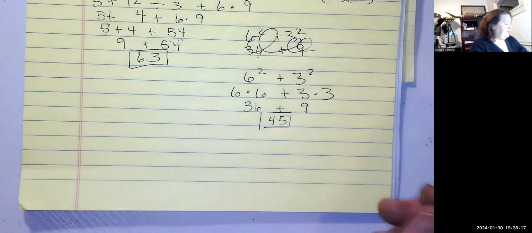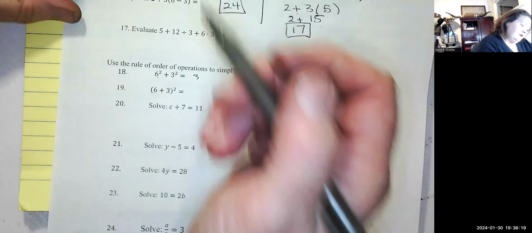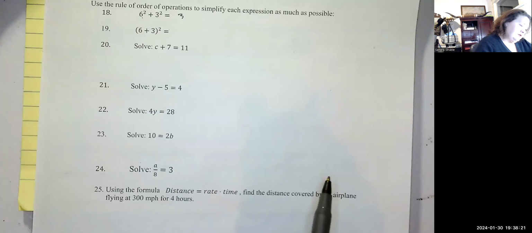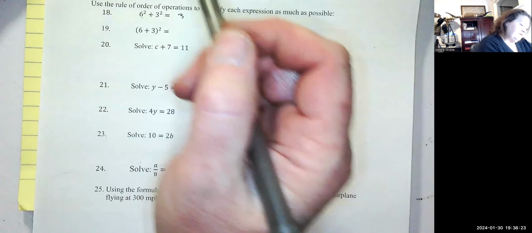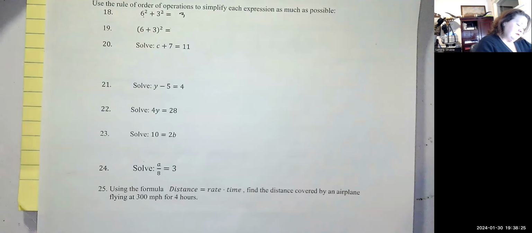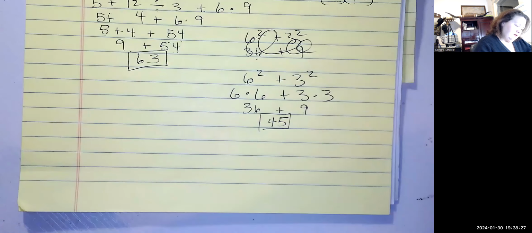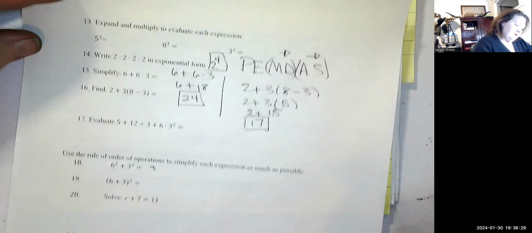What's next? We've got exponential form. Did I miss? I came down here. Okay.